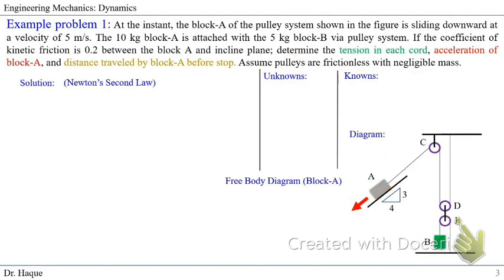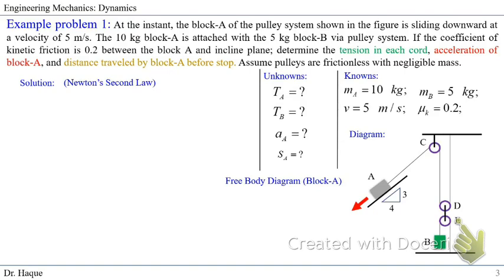So let's see what the knowns are, and we start solving the problem. The mass of block A is 10 kilograms, the mass of block B is 5 kilograms, the velocity of block A is 5 meters per second downward on the inclined plane, and the coefficient of kinetic friction is 0.2. So these are the givens. What are the unknowns? We are looking for the tension TA and tension TB, and also the acceleration of block A, and then the distance SA traveled by the block before it comes to a complete stop. So let's start with block A.